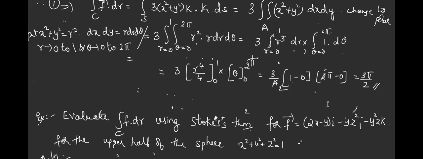Next example: evaluate the integration of F dot dr over C using Stokes theorem for F bar equal to (2x minus y) i minus y z square j minus y square z k, for the upper half of the sphere x square plus y square plus z square equal to 1.